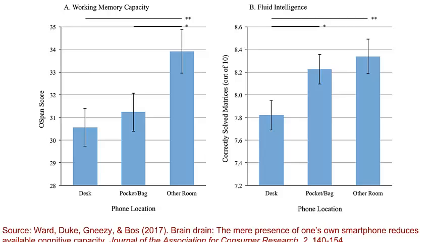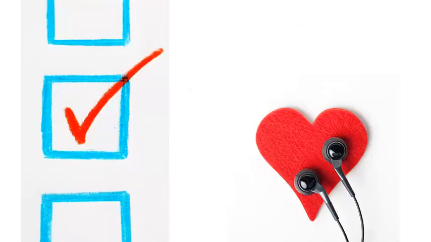Be particularly wary of your phone. These graphs are from a 2017 article called Brain Drain: The Mere Presence of One's Own Smartphone Reduces Available Cognitive Capacity. The researchers found just what the title suggests. Even if you're not looking at your phone, being around it can be distracting and reduce your working memory and problem-solving abilities.